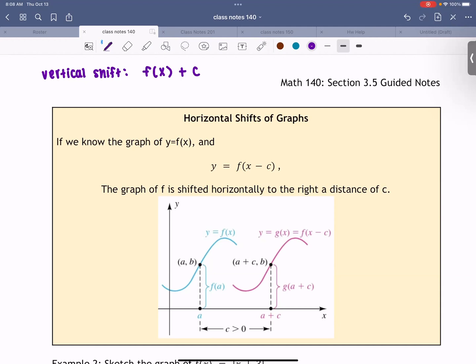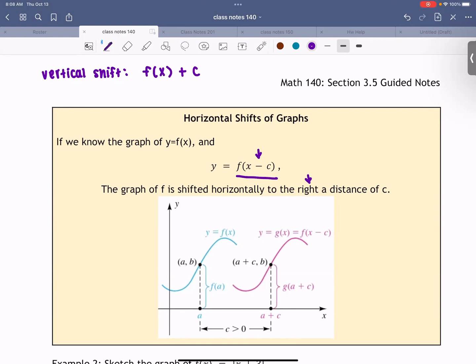With a horizontal shift, I'm not adding anything to the original function, I'm subtracting something inside the function. So I'm subtracting something to the x value in here, okay? Now I know that sounds really abstract, and if you don't see it yet, I think the next example will show the difference between a vertical shift and a horizontal shift, okay? But basically what this does is when we subtract something from x itself and not the entire function, the graph is going to shift horizontally to the right, okay? And I know it seems counterintuitive because when we subtract, something goes to the right, okay?